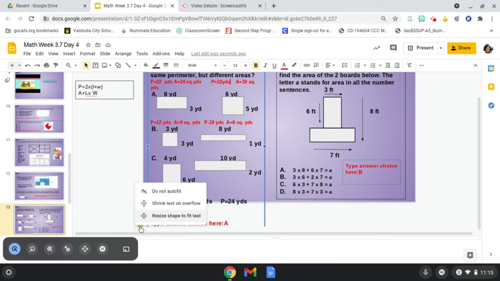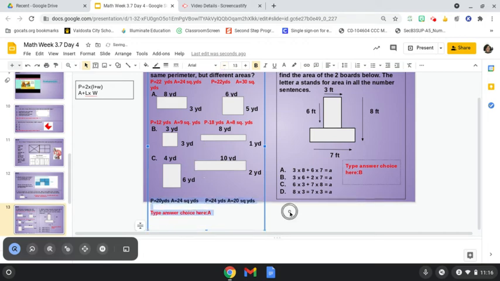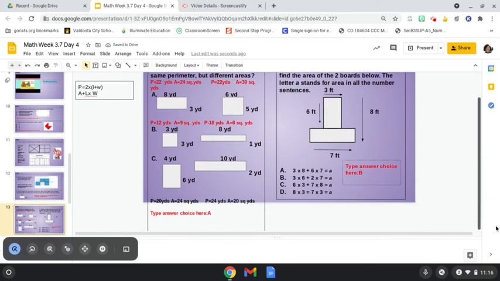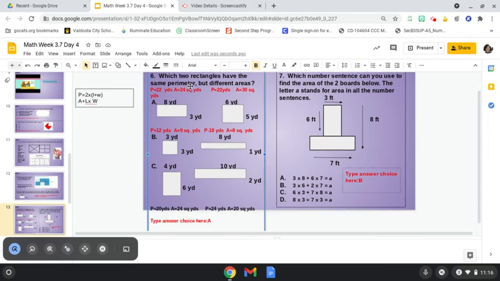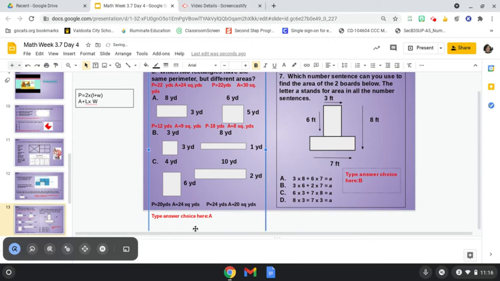And let's shrink text on overflow. Let's see if it does it. Trying to get it back up on the page. Let's see. Move it up a little bit. I think we can move that up. Let's see. No, it'll be all right. I can see the answer right there.